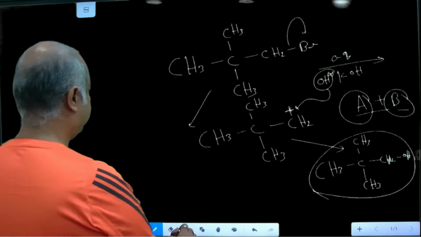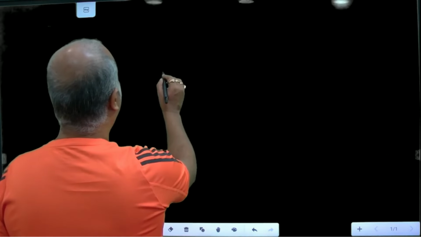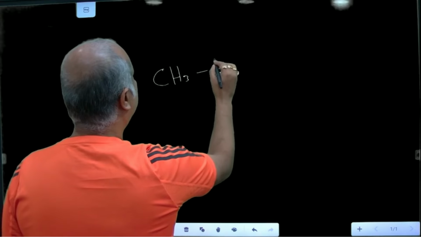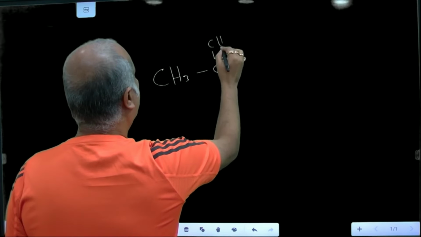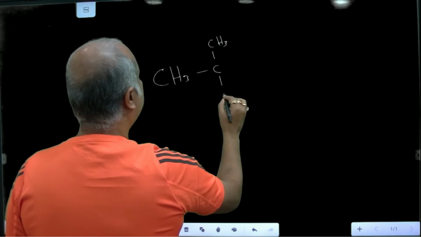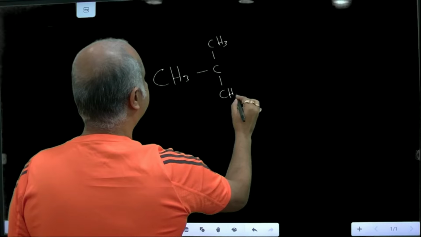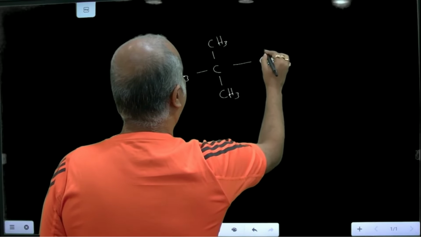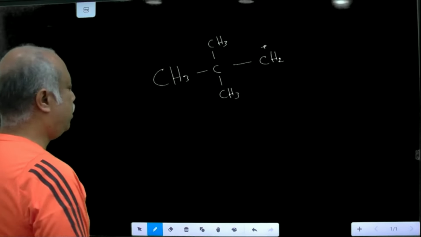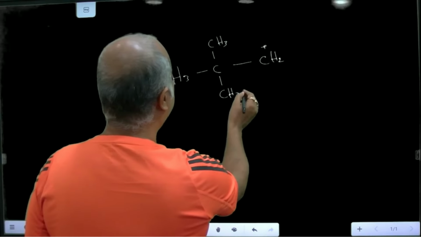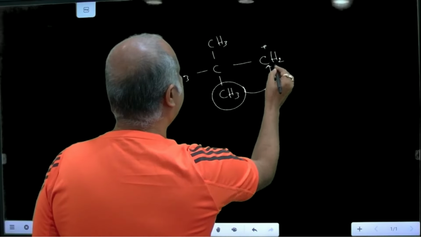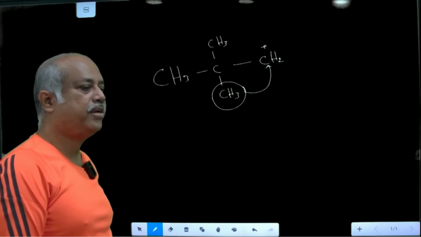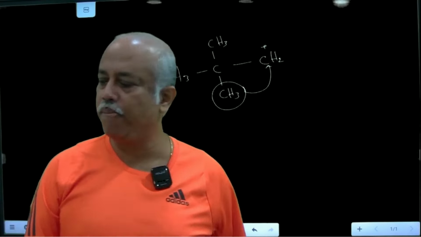Then CH3, CH3, CH3, CH2 plus. That is the migration or rearrangement, or 1,2 shift.